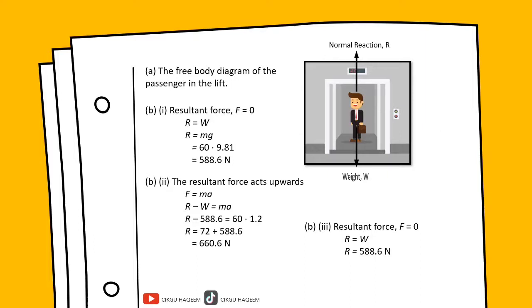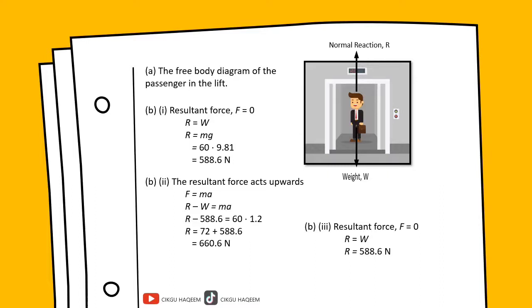So 60 kg times 9.81, we got 588.6 Newton. So this is the same magnitude value of force for weight and normal reaction when the object is stationary.